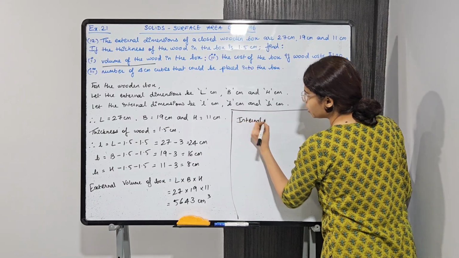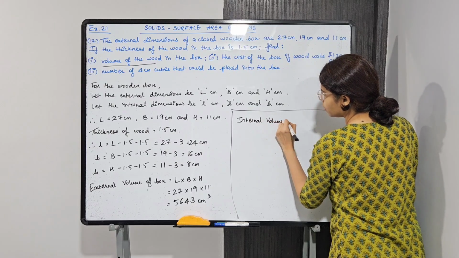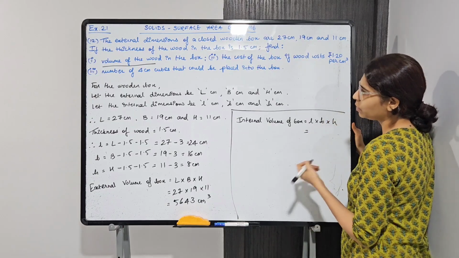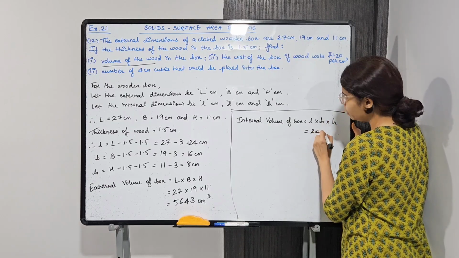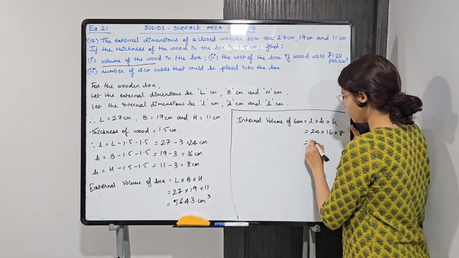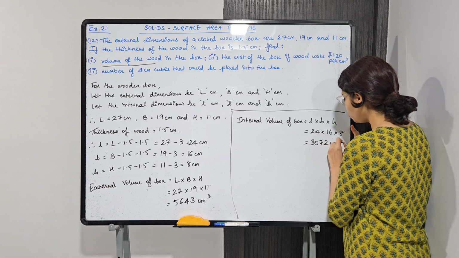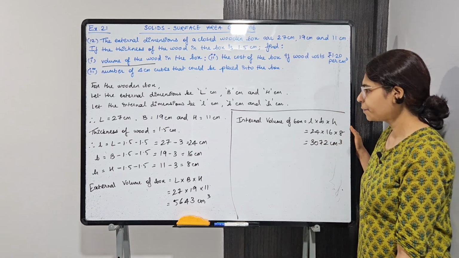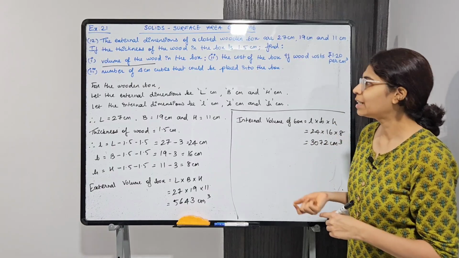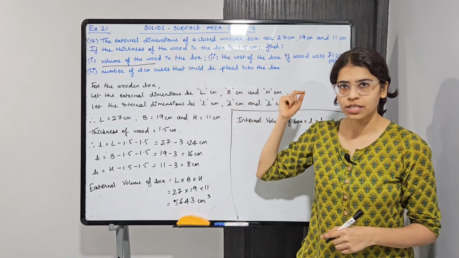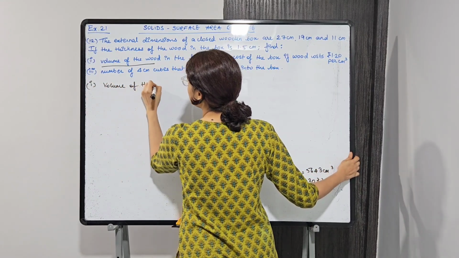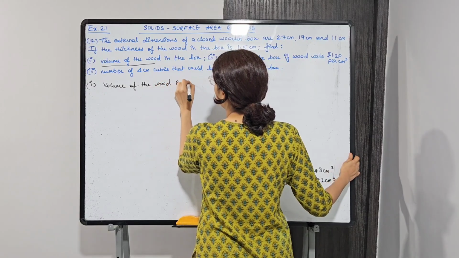Internal volume अब find out करते हैं. Internal volume of the box will be small l into small b into small h, that will be 24 into 16 into 8. Again I am finding the answer in the calculator, you have to do the working. This is 3072 cubic centimeter, again 3-dimensional. External volume मिल गया, internal volume मिल गया, अब subtract करते हैं. Let's find out the volume of the wood in the box. So for the first part, volume of the wood in the box.